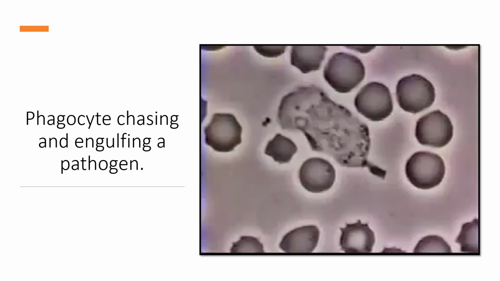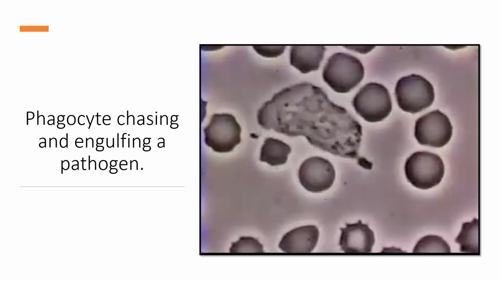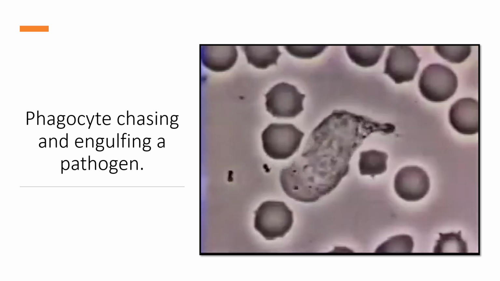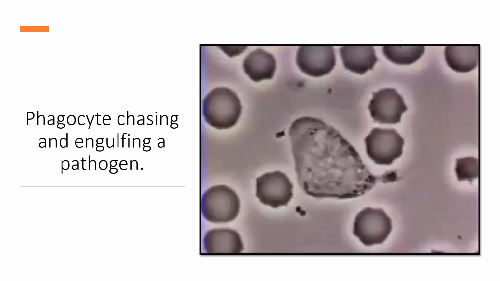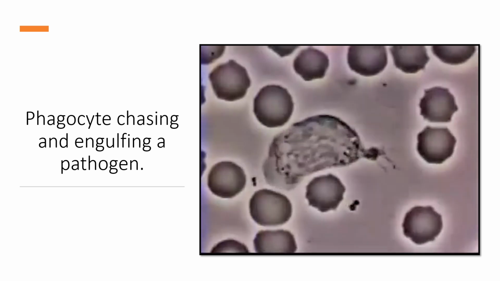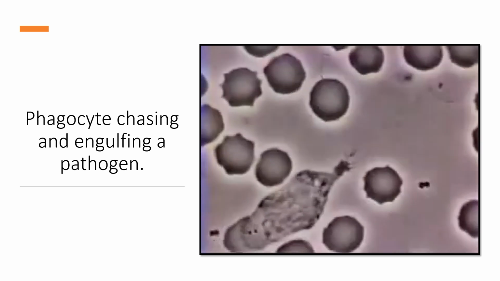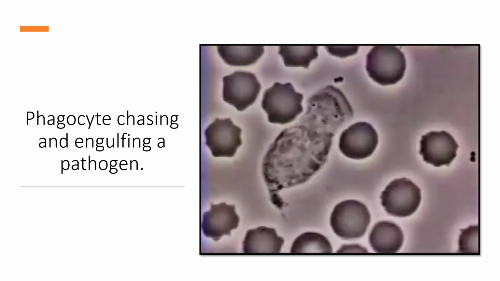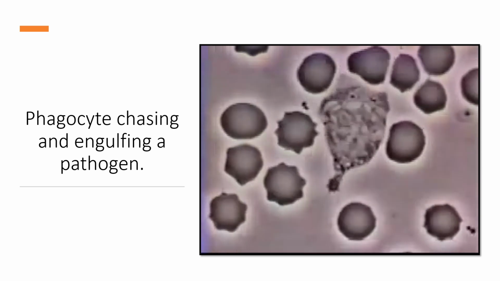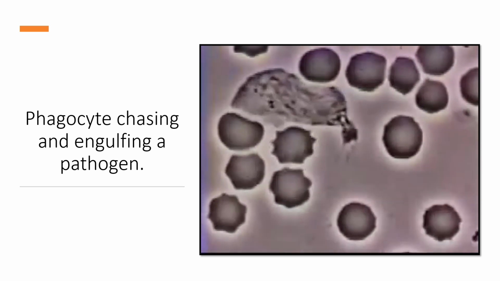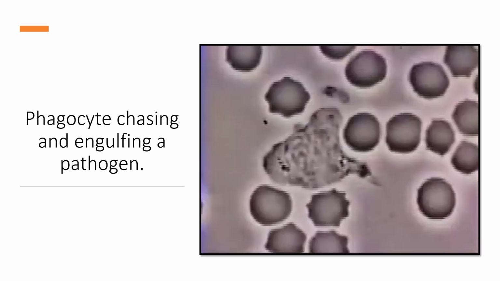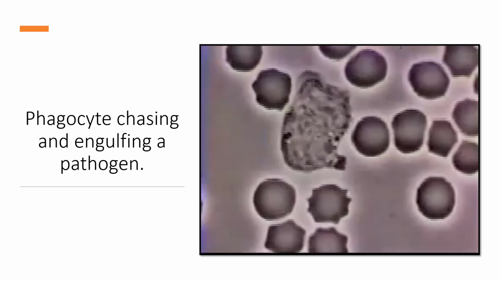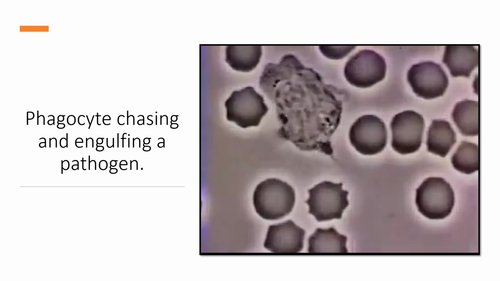So this little video is going to show you a phagocyte chasing and engulfing a pathogen. Feel free to forward after this. Okay, you can see it chasing that little pathogen there. Remember that all of our cells have these indicators on the outside, and that's how we can tell they are self cells. Okay, and then when the body doesn't recognize it, then it knows that it is a foreigner.